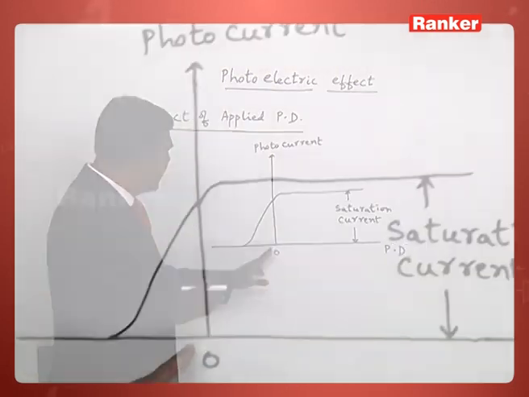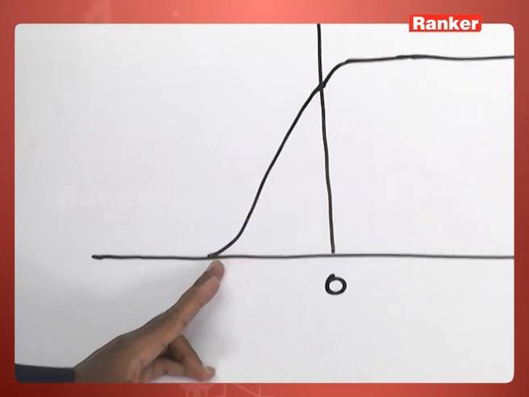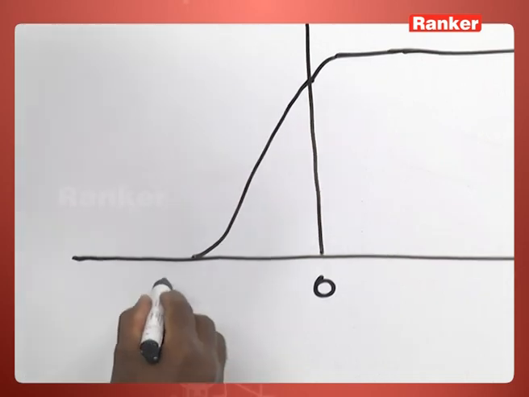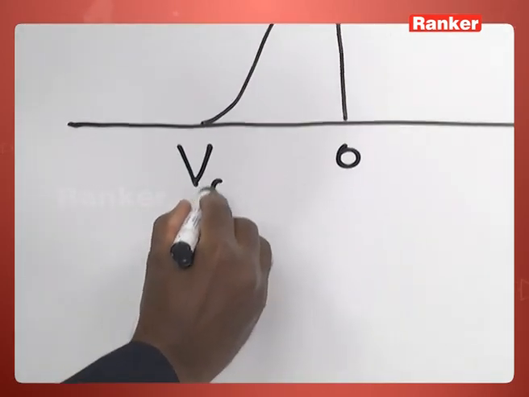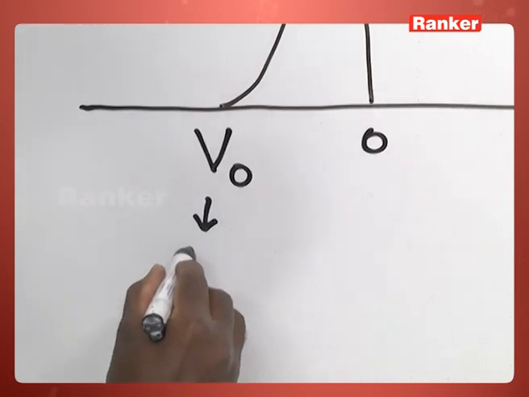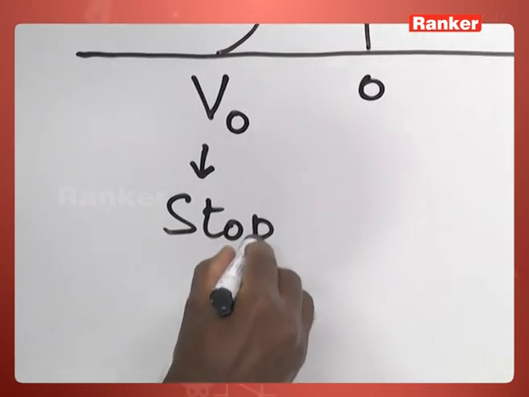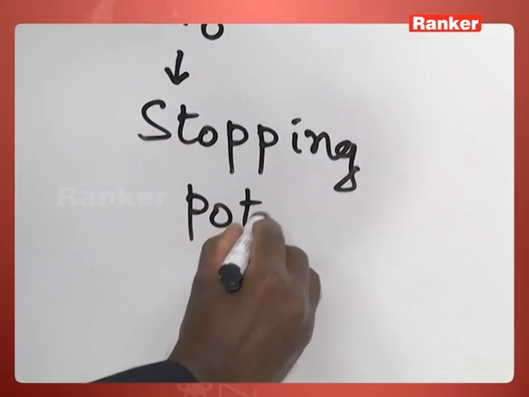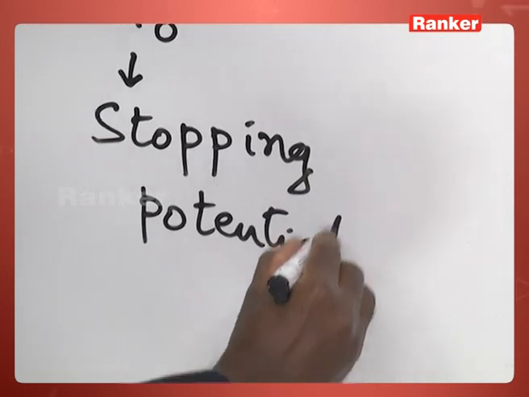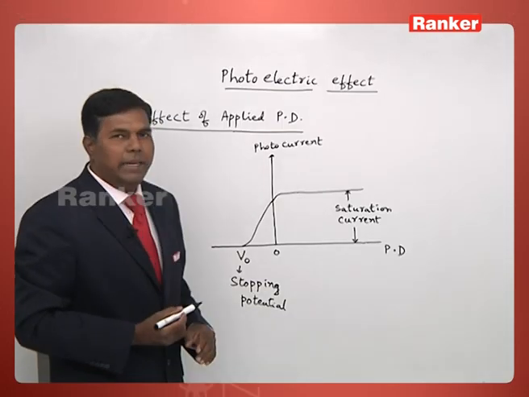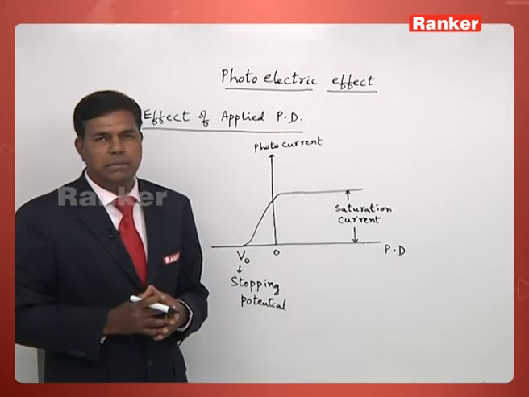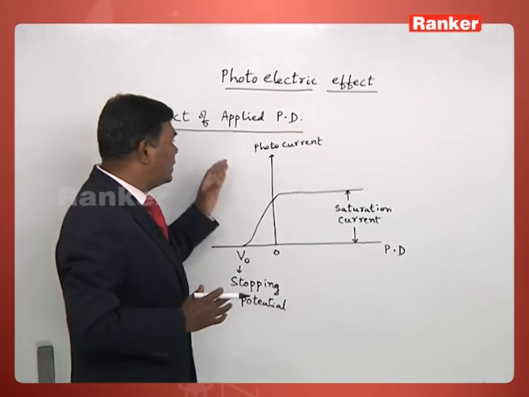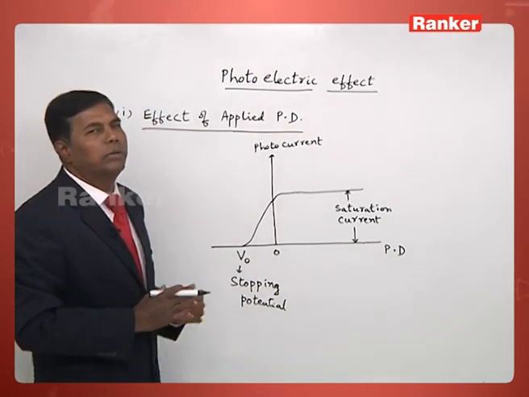You can see that as the negative potential increases, for a particular value of negative potential, the photocurrent has become 0. And this particular negative potential is represented by V naught, and it is called stopping potential. You can say that the negative potential at which the photocurrent becomes 0 is known as stopping potential. So, that is the effect of applied potential difference on the photocurrent.